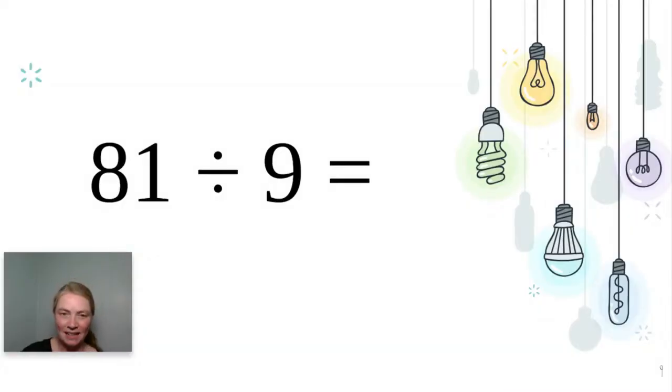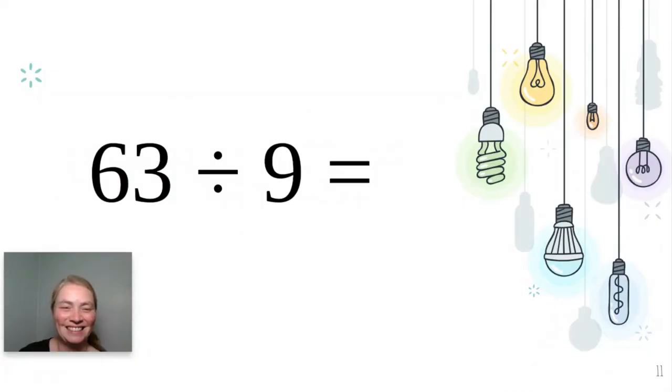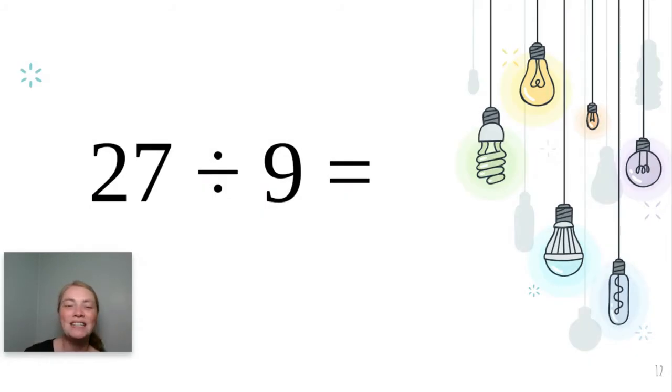81 divided by 9 is equal to 9. 108 divided by 9 is equal to a really big number, and that number is 12. 63 divided by 9 is equal to, did you say 7? I think you must have. 27 divided by 9 is equal to, it's 3.